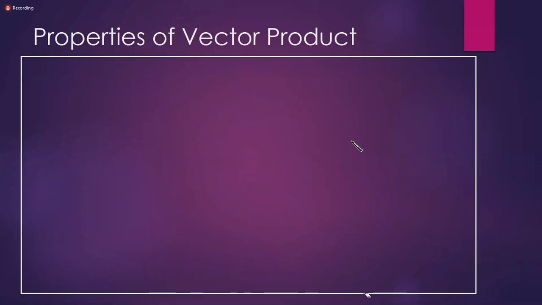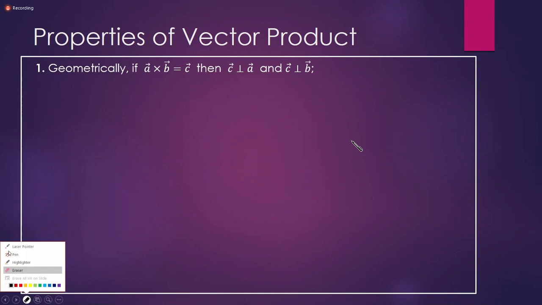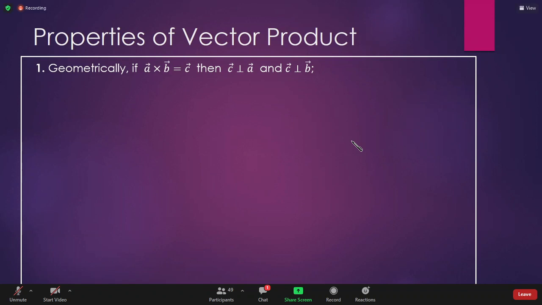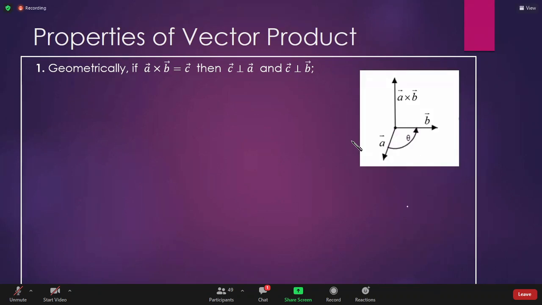Now the properties of vector product. The properties are actually very, very interesting. Let's start with the first one. Geometrically, as we saw, if the vector C is the vector product of the two given vectors, then it is perpendicular to each of those two vectors. Let me see if I have the picture. Included. Yes, I have it.